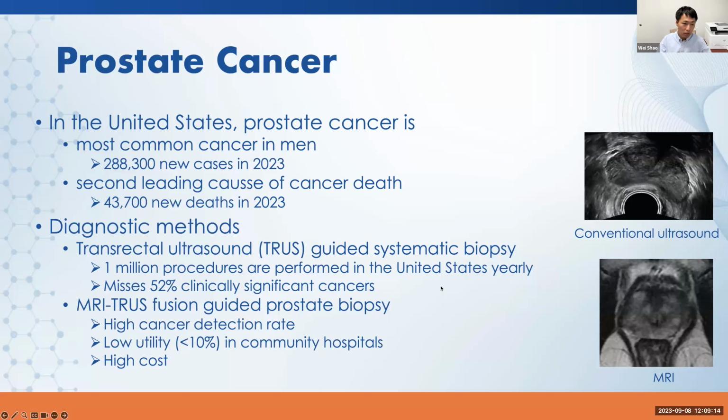So this approach is applied about 100 million times every year in the United States to diagnose cancer. As you can see, because we don't know where the cancer is, we just systematically select 12 to 14 different biopsy cores, which may miss some of the cancer regions, because this sampling approach only samples about 1% of the regions in the prostate. And therefore, this approach can miss about 42% of the clinically significant cancers.